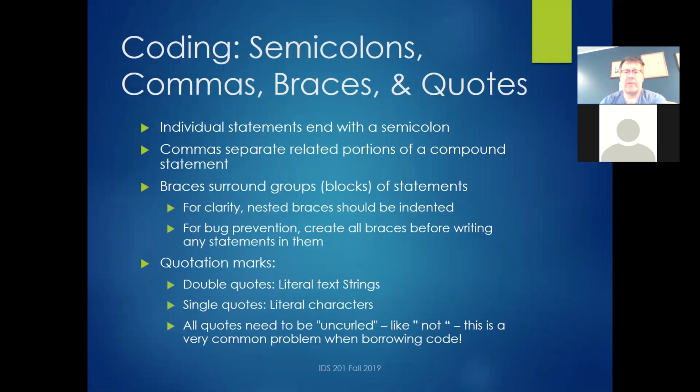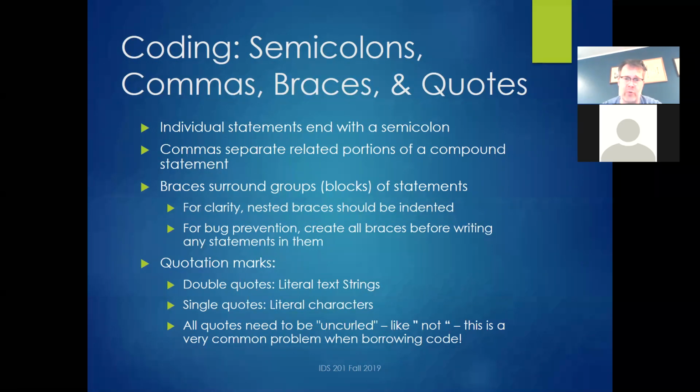Some other odds and ends here: semicolons, commas, braces, quotes. These are things you'll see as we go along. Some of them we've certainly already seen. This will give you a little bit of a feel for how they're used. So individual statements end with a semicolon, right? You see that throughout the code examples I've done. Commas, which we haven't really seen yet, I believe, separate related portions of a compound statement. One place where you might see them is if you're accepting multiple parameter types in a method. Then you'd separate the types by commas. For example, string S, comma, string T, comma, string U, whatever. There's other places they come in as well.